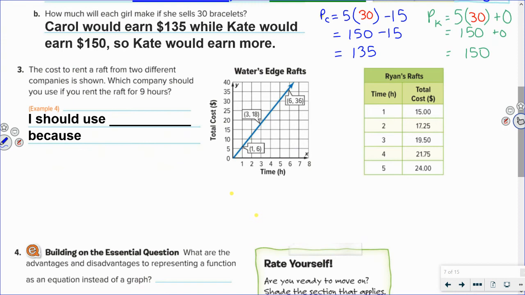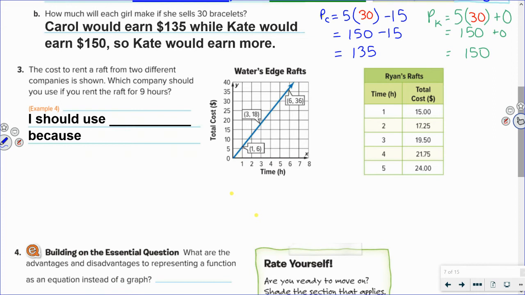Let's carry on and finish up with number 3, ladies and gents. The cost to rent a raft with 2 different companies is shown. Which company should you use if you want to rent the raft for 9 hours? All right. It looks like we have Water's Edge rafts given in graphical form, and Ryan's rafts is given as a table.